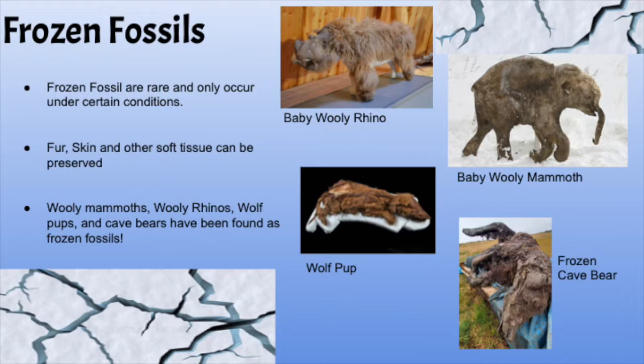This only happens under certain circumstances, and frozen fossils are very rare. Yet animals like baby woolly rhinos, mammoths, wolf pups, and frozen cave bears have been found in great detail. These types of frozen fossils give us great insight to what life was like in the Ice Age.